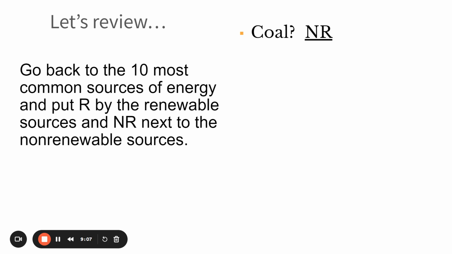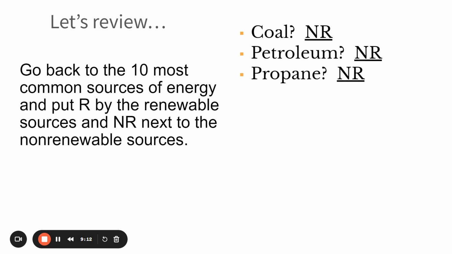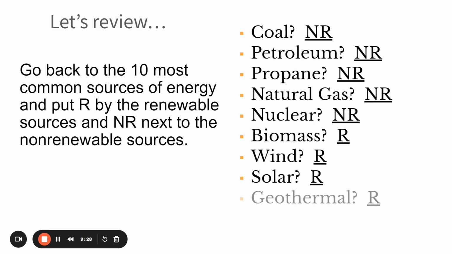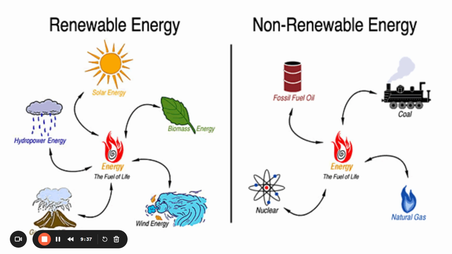Number 1, coal. Coal is non-renewable. Petroleum is non-renewable. So is propane, natural gas, and nuclear. So these are going to be our 5 non-renewable energy sources. And everything else we're about to talk about is all renewable, meaning we can use it again. Biomass, wind, solar, geothermal, and hydro are all renewable energy sources. So here's a quick overview. Renewable here on the left-hand side and non-renewable here on the right-hand side.